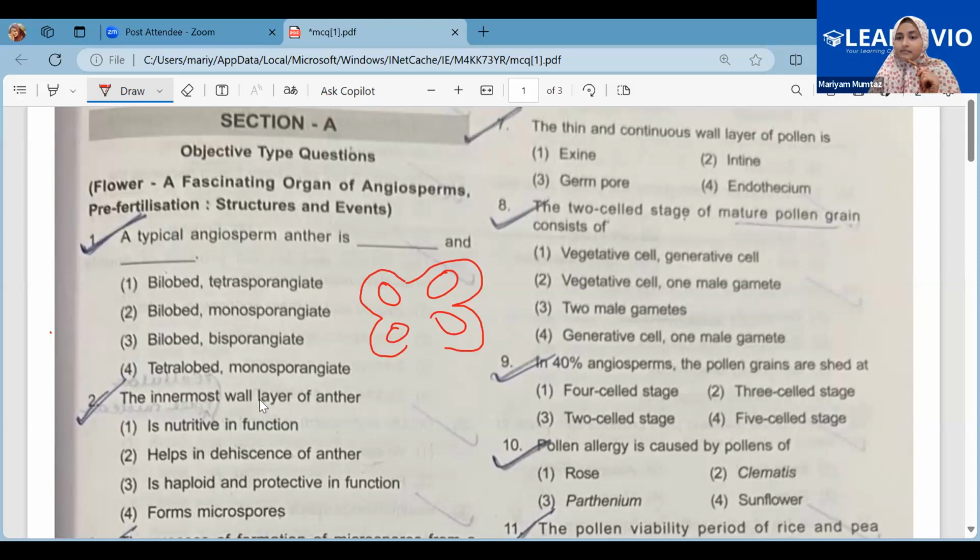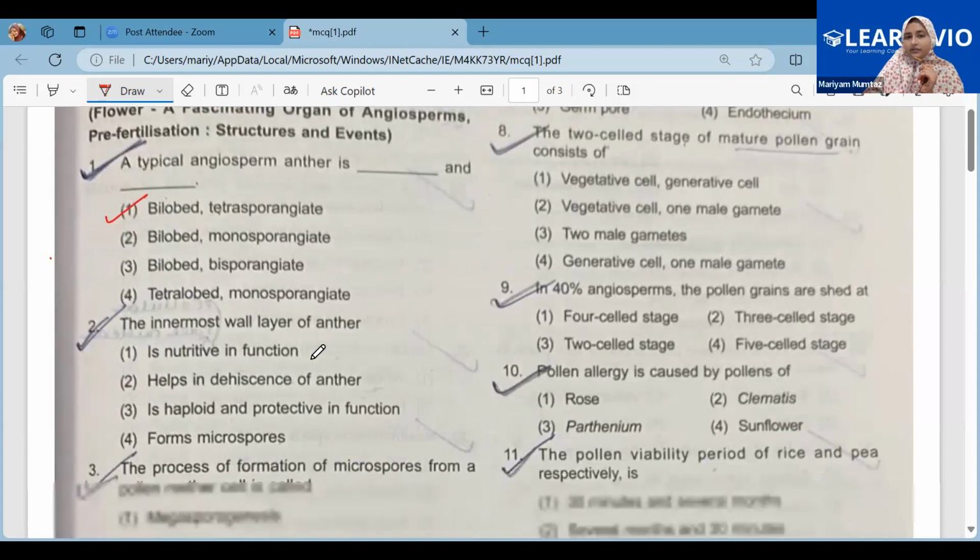Four of them, right? Four. Two in each of the lobes. If this is lobe number one, this is lobe number two. So two of them are present in each of the lobes. So that is what we call bilobed and tetrasporangiate. Clear? Tetra is referring to the four.